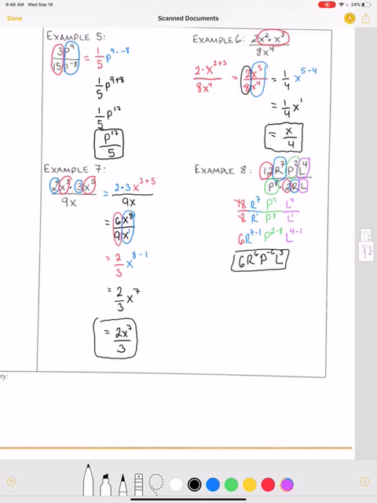All right, that was the quotient rule for exponents.